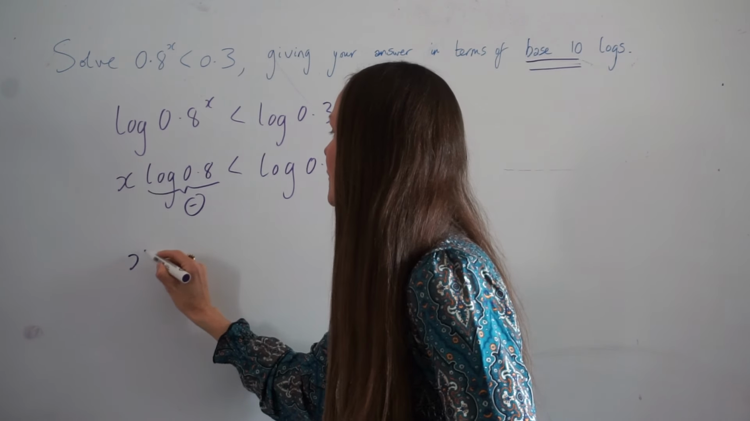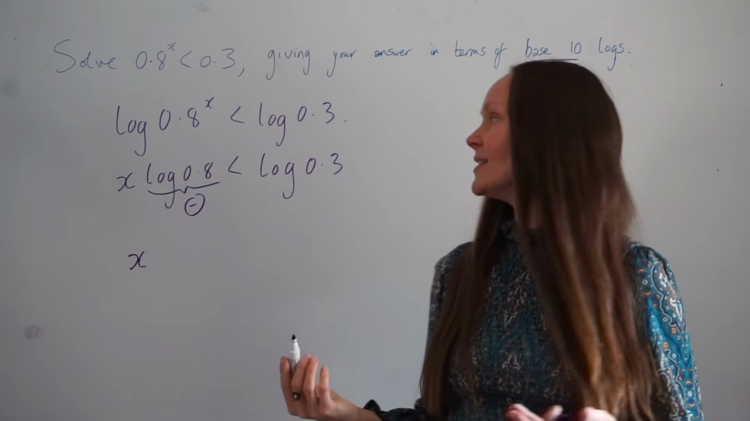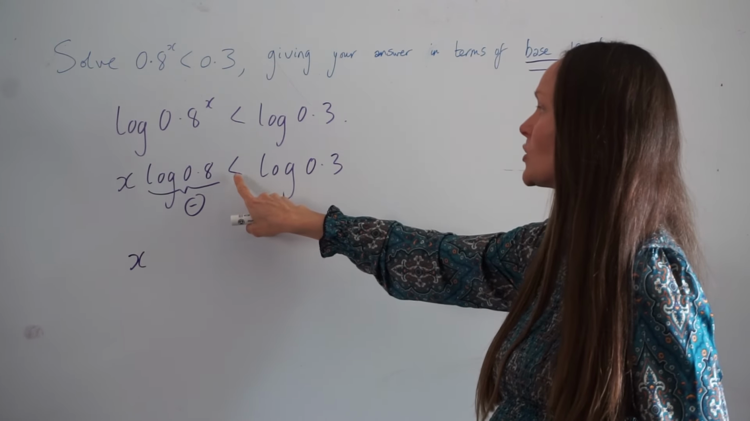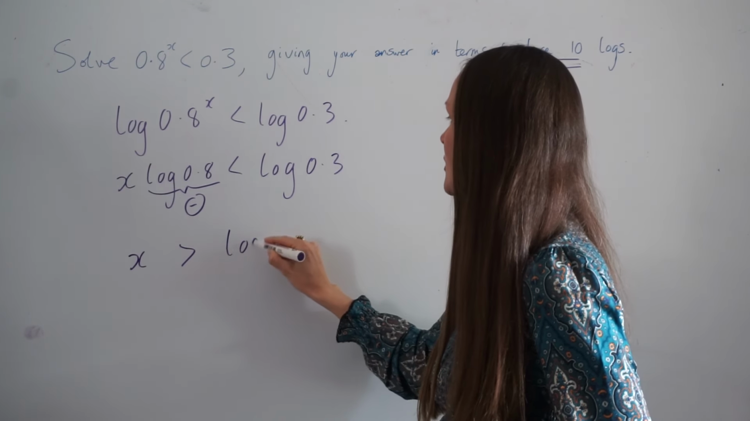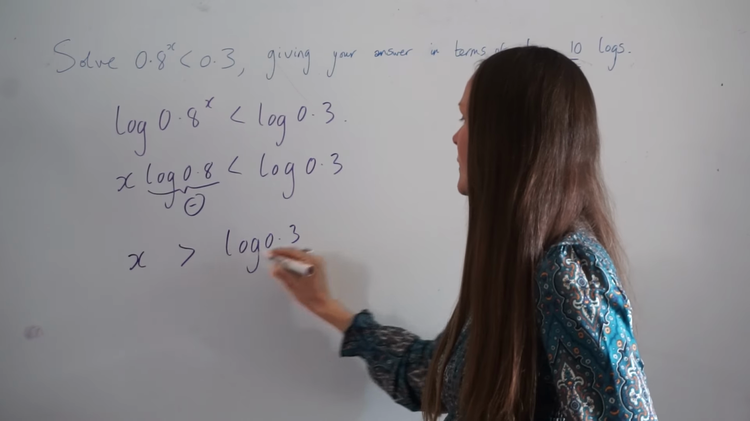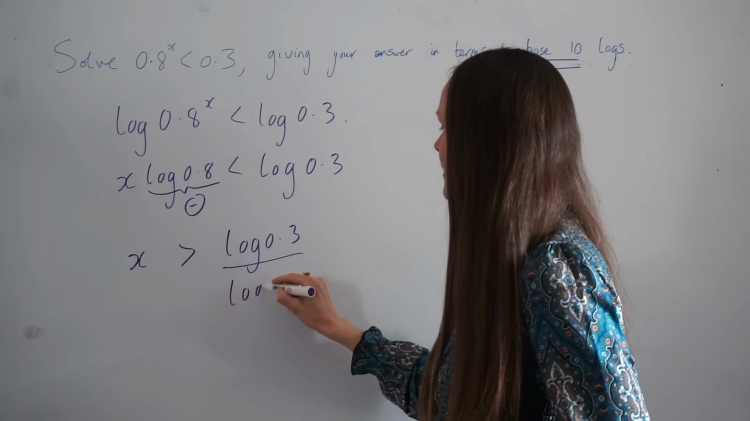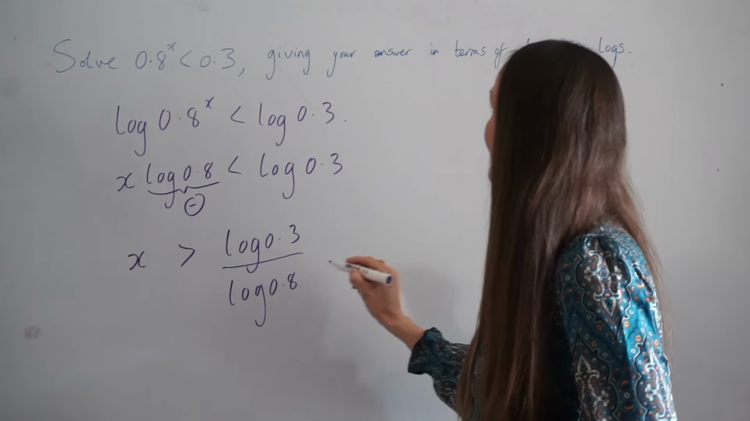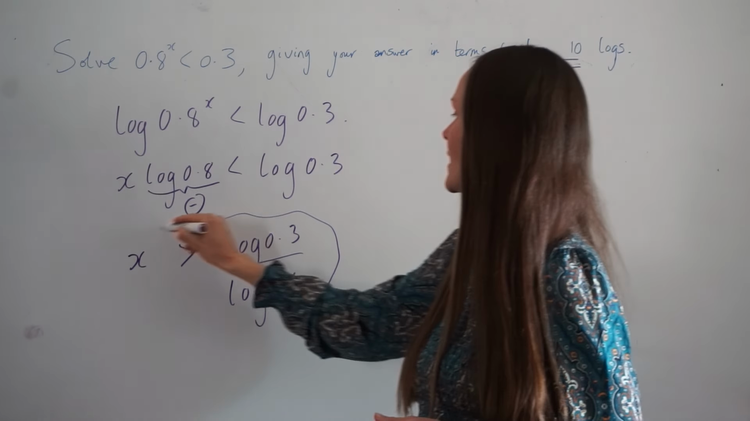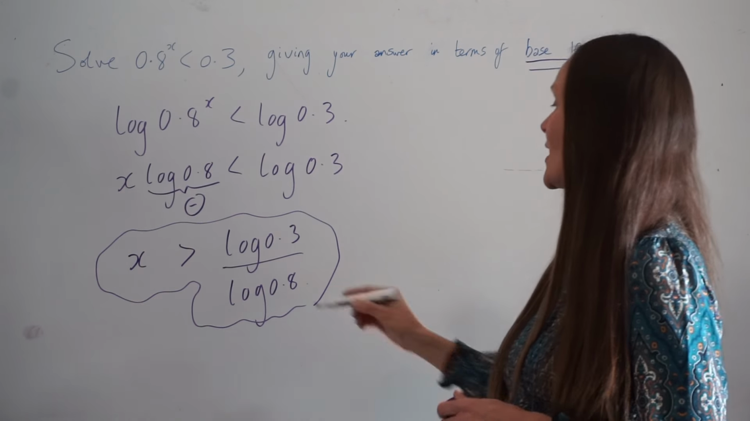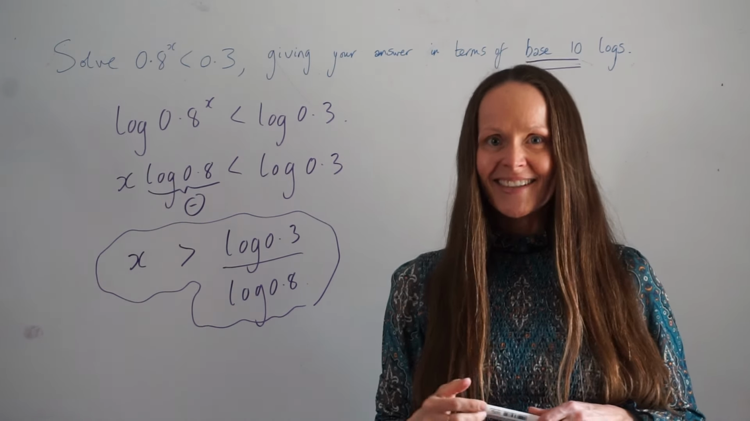So when you're dividing by a negative number, like in this question here, you have to remember to reverse the inequality symbol. So it switches round the other way. And that's it. That's all we have to do because it says to leave the answer in terms of base 10 logs. So x is greater than log 0.3 over log 0.8.